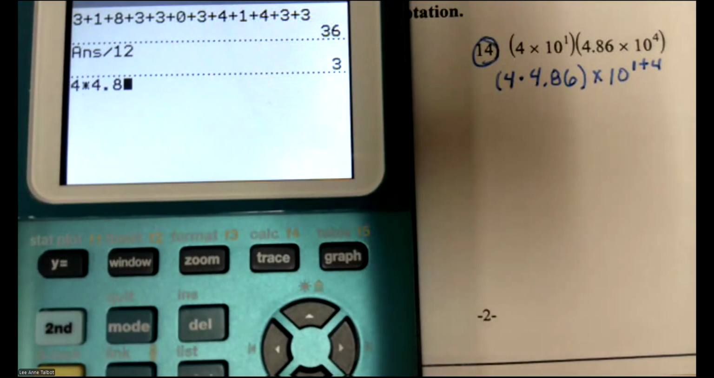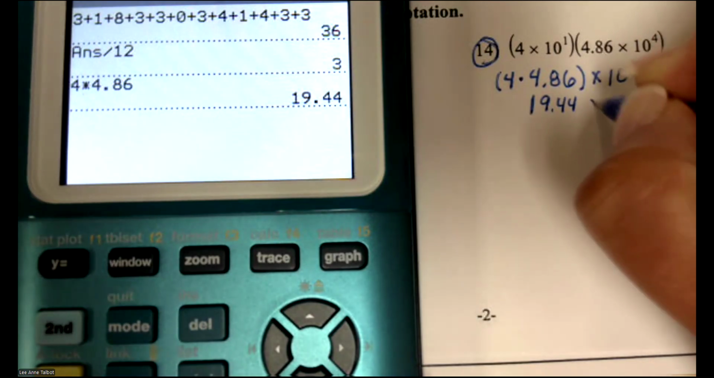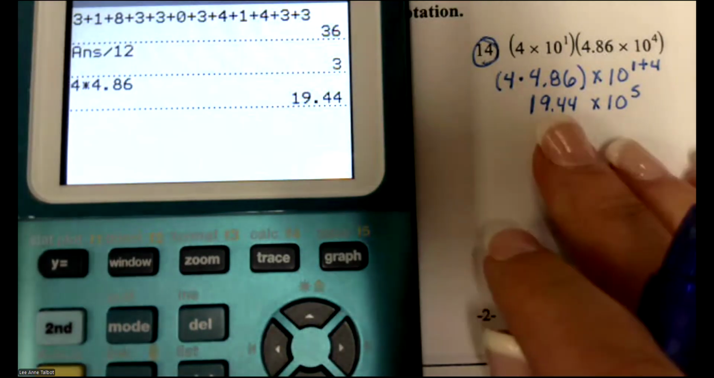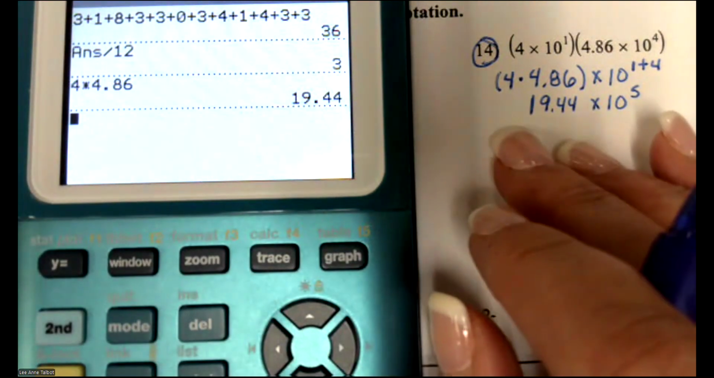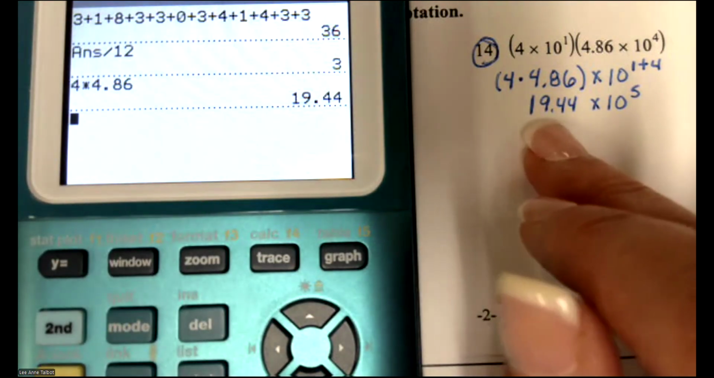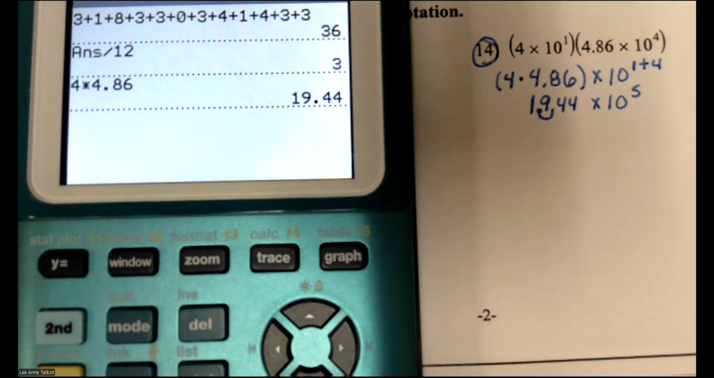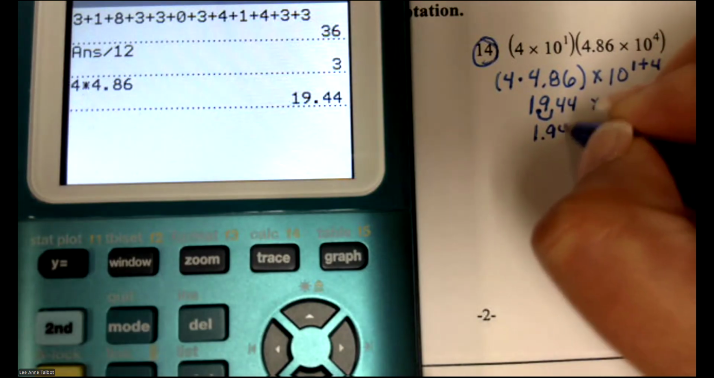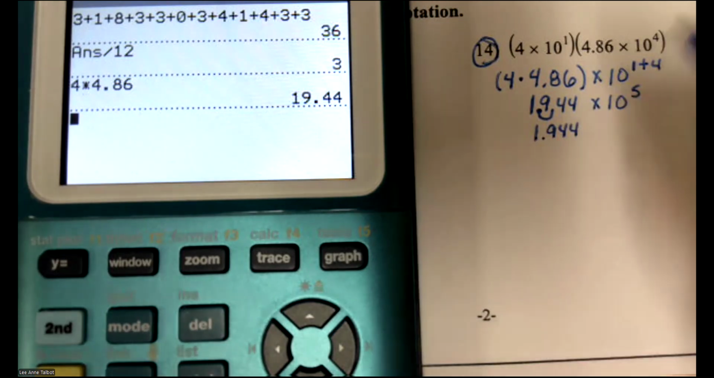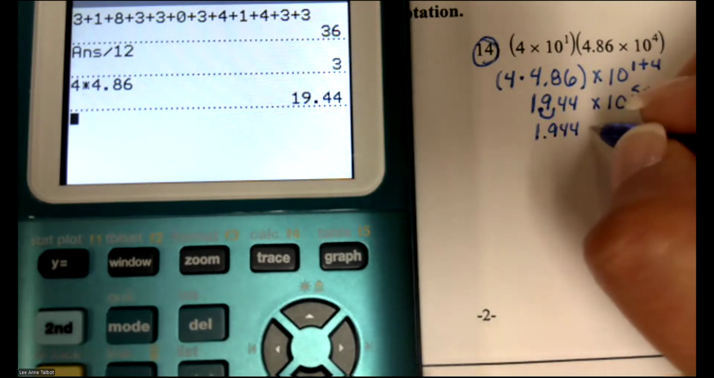4 times 4.86 is 19.44 times 10 to the 5. Okay, and remember, in scientific notation, the number in front has to be between 1 and 9.9 repeating. 19 is too high. So I need to move the decimal down one spot: 1.944. I went from 19 to 1.9, so I went down a power of 10. So I need to add a power of 10 to balance it out.